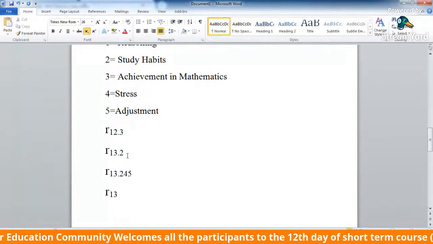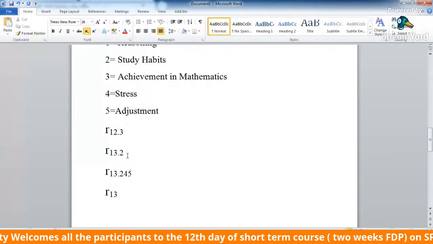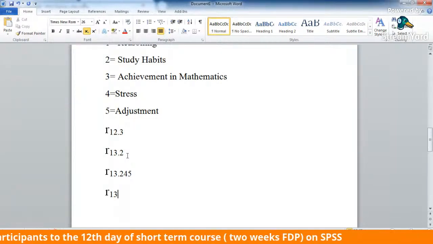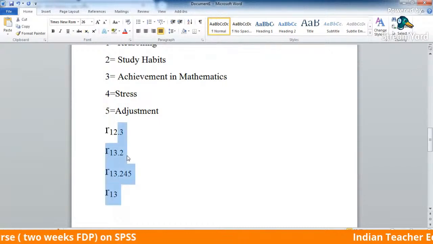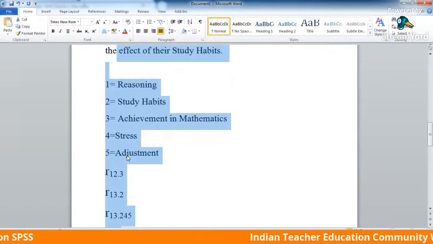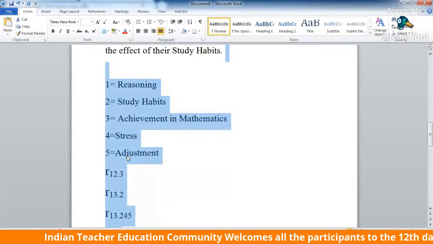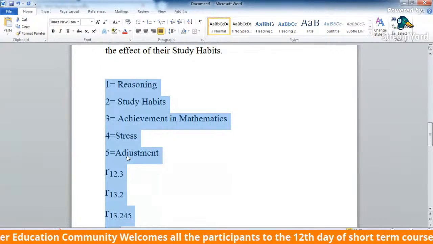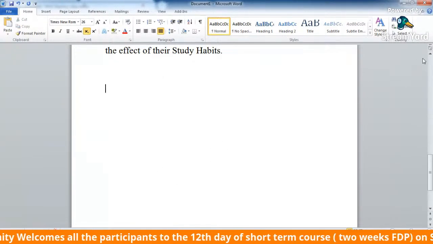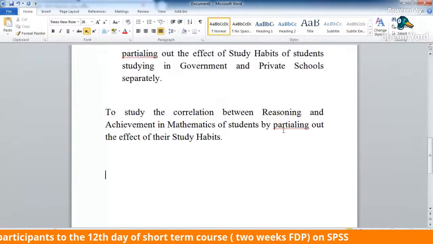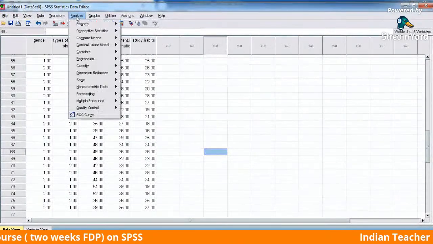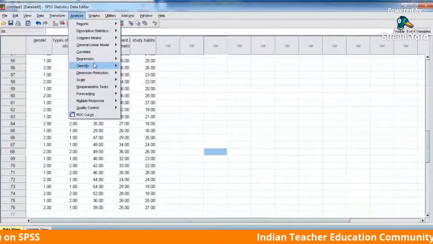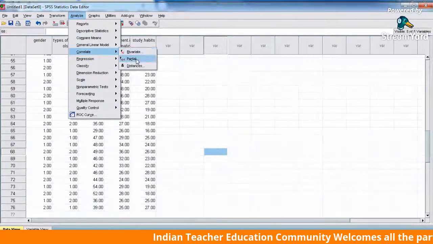So therefore, this is the representation of the partial correlation. Of course, I will be using these notations afterwards. So let me now delete that and go to my, say, SPSS. Now here I have to go to correlate, and then I have to go to partial.